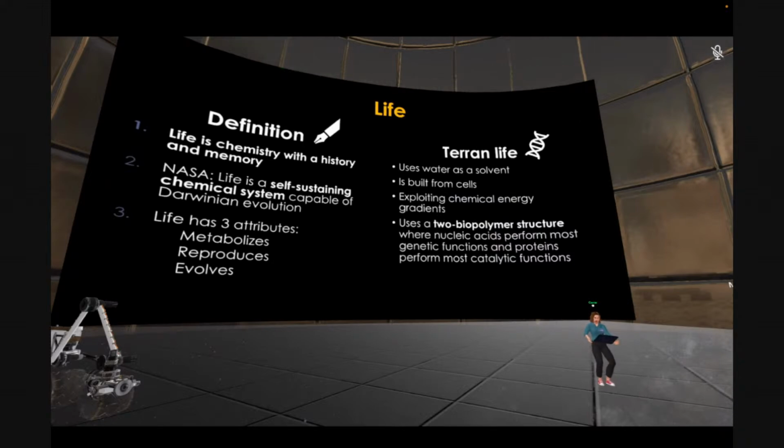And then there's some specifics of Terran life, life here on Earth, that might be universal or it might not. Life as we know it here on Earth uses water as a solvent. It's built from cells as the building blocks of larger life forms, and it exploits chemical energy gradients in order to power life. And it uses a two biopolymer structure known as DNA, which we will talk about a little bit later, where nucleic acids perform most genetic functions, and then proteins perform most catalytic functions.